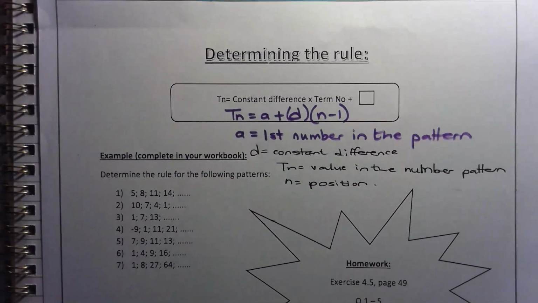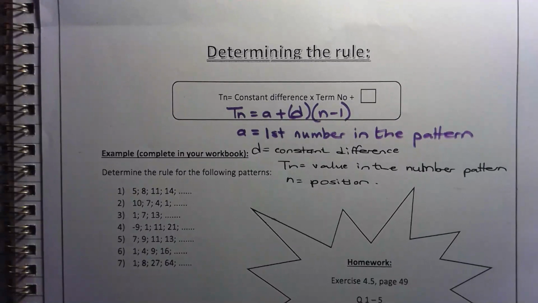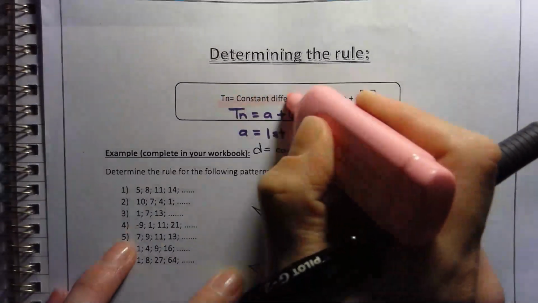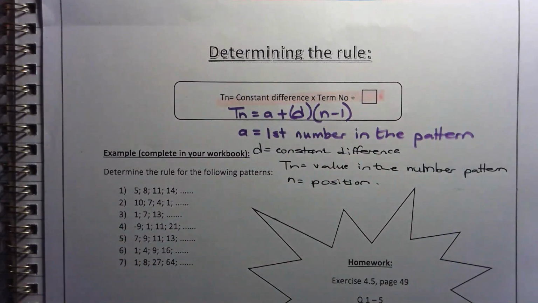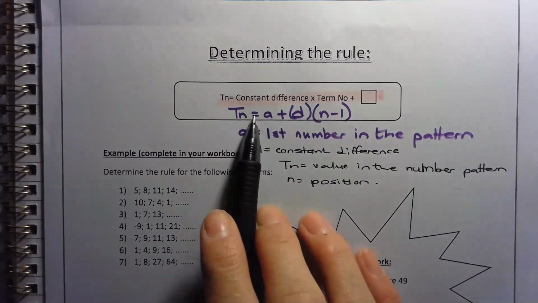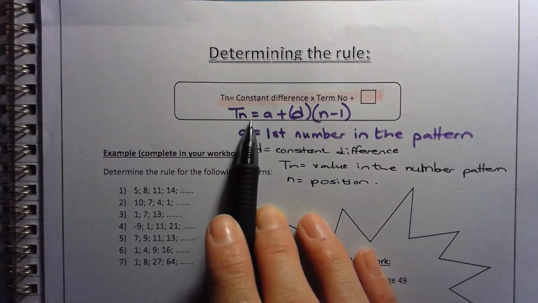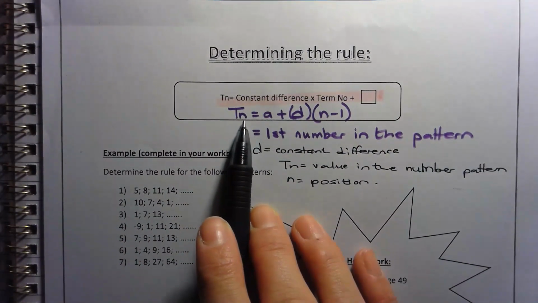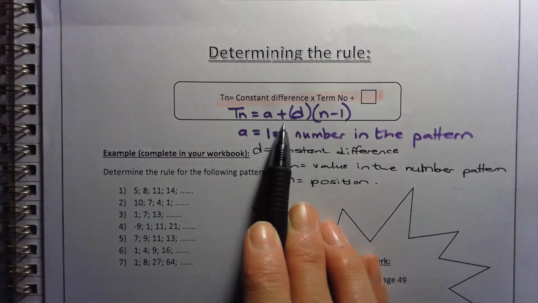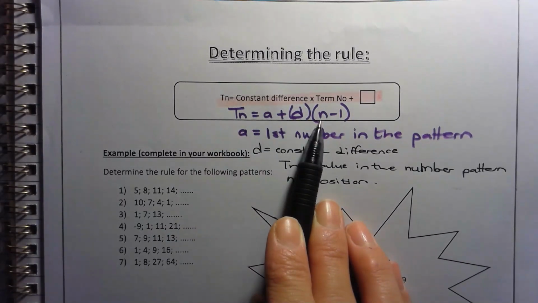Alright, grade 8. What I'm doing is going through the last page of unit 4, determining the rule for number patterns. The given method on your worksheet is one thing, but what I'm working with is a formula that you're going to use in grade 9, 10, 11, 12 if you carry on with maths. It's Tn equals a plus d into n minus 1.